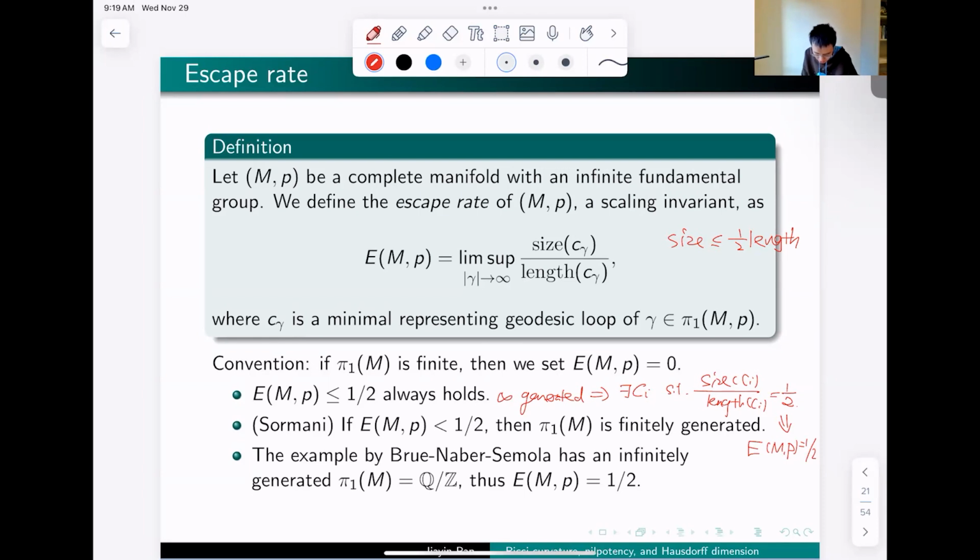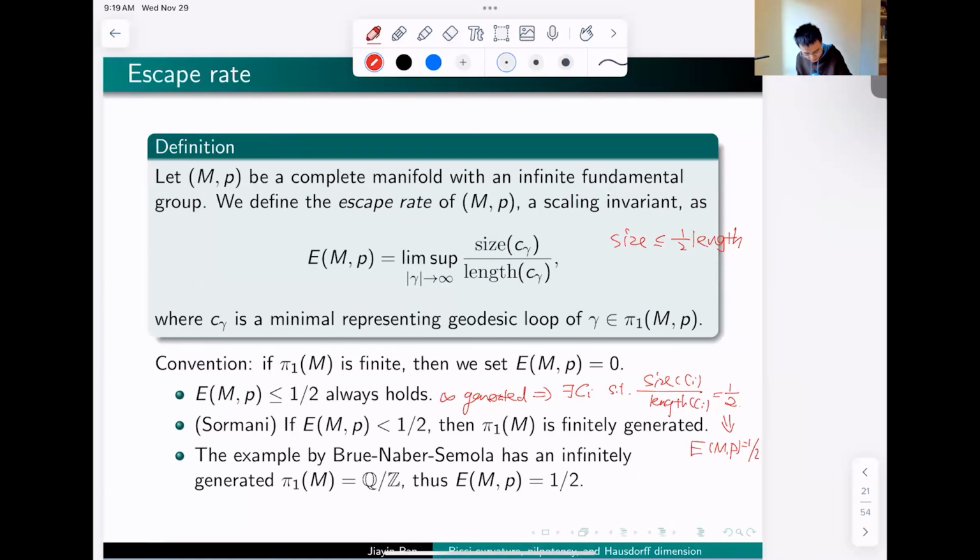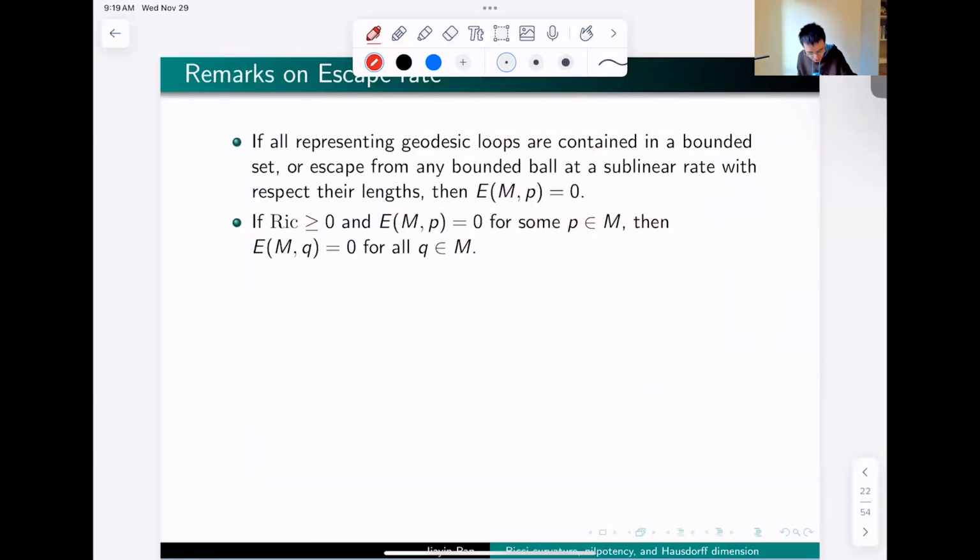Now you take the contrapositive of that. So if the escape rate is strictly less than 1/2, then the fundamental group is finitely generated. And let me also mention that the recent example by Bru, Naber and Semola, where they give counterexamples to the Milnor conjecture, has an infinitely generated fundamental group. So in particular, in their examples, the escape rate is going to be 1/2.